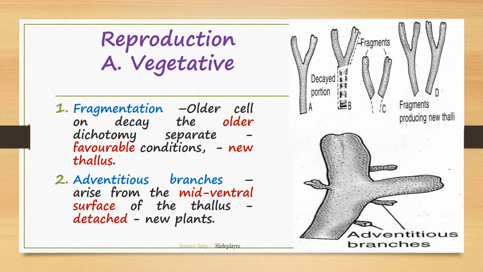Now, the most common type of vegetative reproduction is adventitious branching. In Riccia fluitans, special adventitious branches arise from the ventral surface of the thallus. They arise in the midrib region. They become detached from the parent thallus by the decay of connecting tissue and form a new plant.